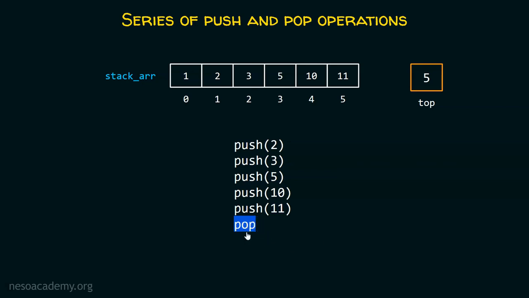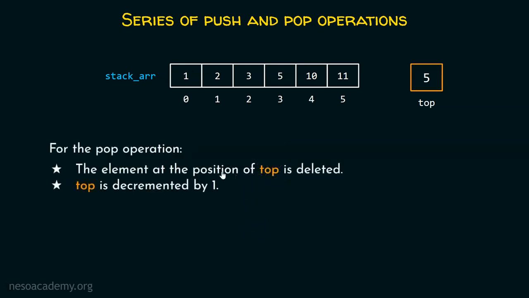Now instead of doing push 12, we are interested in performing the pop operation. Now what do we mean by pop? For the pop operation, the element at the position of top is deleted. This is the first thing. Obviously the element at the position of top must be deleted. And then after this, the top must be decremented by 1. Simple. We cannot decrement the top first. We first have to delete the element at the position of top. And then after this, we can decrement the value of top. Simple. This is how the pop operation can be performed, right?